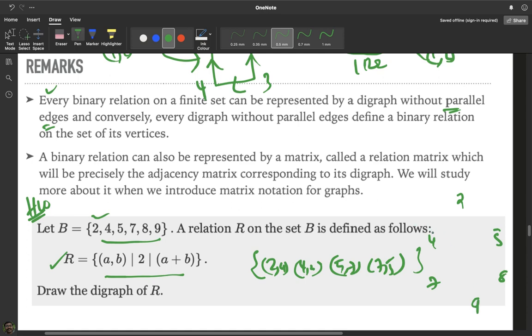Now 2 and 4 are related, so it will come like this. Similarly 5 and 7 are related, you can draw it like this. Try again: 2 and 2 are related, 5 and 5 are related, so there will be self loops also, so try to draw that. Okay, so this is how we represent binary relations using these matrices.